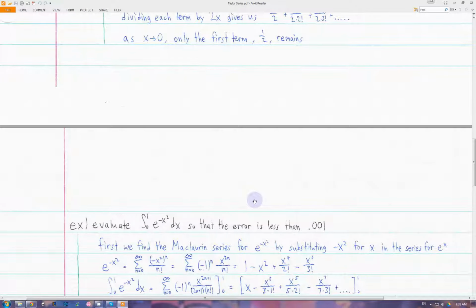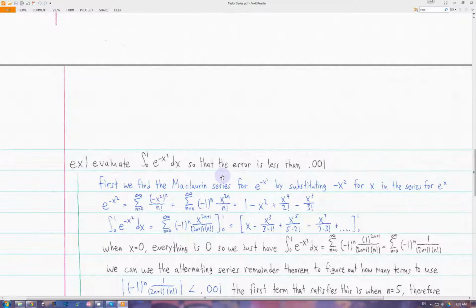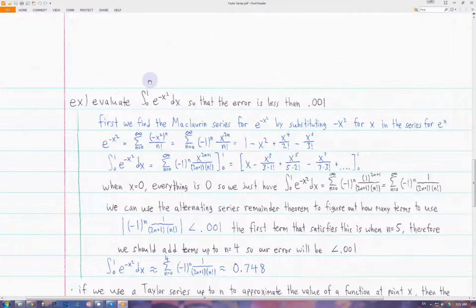We can also use power series to approximate a definite integral. It's pretty hard to integrate this just using normal techniques, so we can approximate it with a power series. Before we can integrate it, of course, we need to find the power series for e to the negative x squared. And since we know the Maclaurin series for e to the x, we can just substitute negative x squared for x in the power series for e to the x.